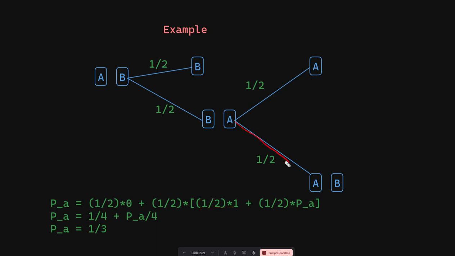And in this area, after you arrive at this particular location, you will see that this configuration is equal to this configuration. So if you called the probability of A being the winner from this configuration P of A, then if you reach this configuration again, you are again interested in P of A. So you have this particular equation. If you solve this, you will get P of A as 1 by 3.